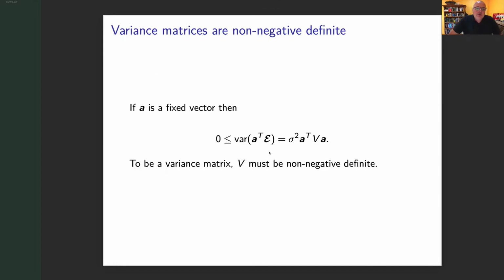And we want this because if you think about it, I shouldn't be able to take some A transpose times my epsilons, take the variance of that, and get something that's not greater than or equal to 0. If I take my A transpose epsilon and calculate the variance, we've seen before that it's going to be A transpose V A with sigma squared at the front. So I need that to be greater than or equal to 0. Sigma squared is greater than or equal to 0, so I need A transpose V A to be greater than or equal to 0. Hence, for it to be okay, I need V to be non-negative definite.